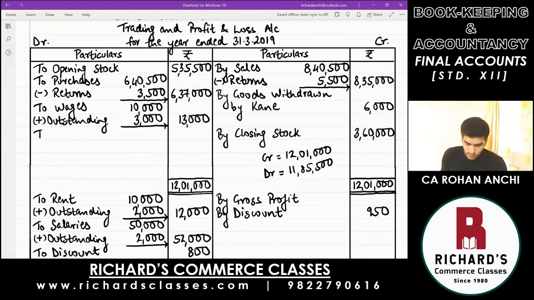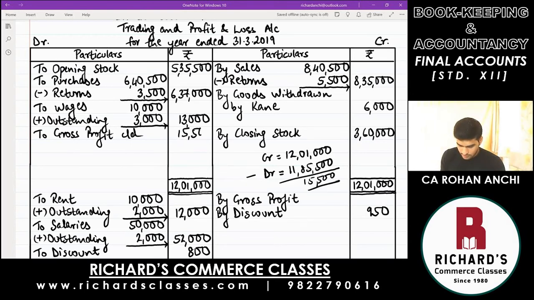Which means we have gross profit here. Write down the gross profit. Carry it down. Deduct credit minus debit and find out how much is gross profit. 15,500. Is that right? Credit total minus debit total, that is your gross profit, 15,500.